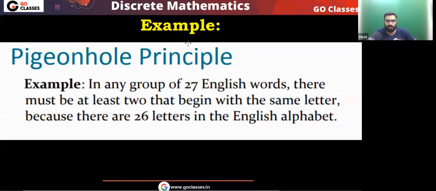Now, let's move on. Let's see this example for the pigeonhole principle. If you have 27 English words, can you guarantee that at least 2 English words will start with the same initial letter? If you have 27 English words, I am giving you 27 English words.